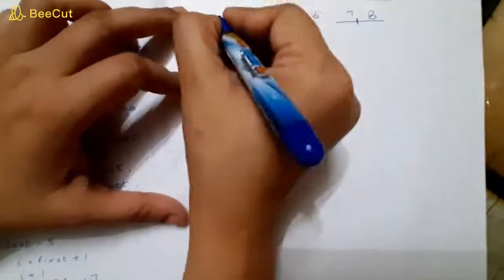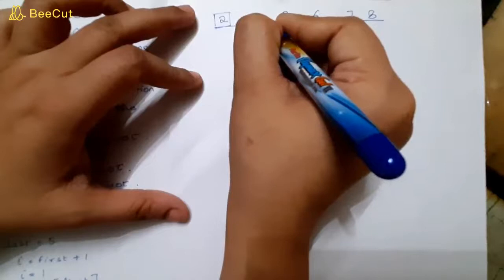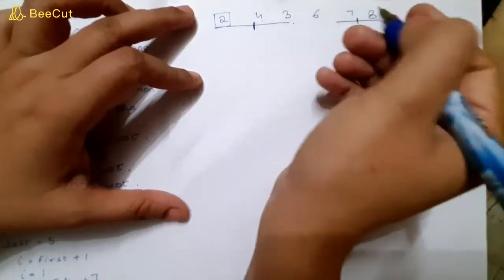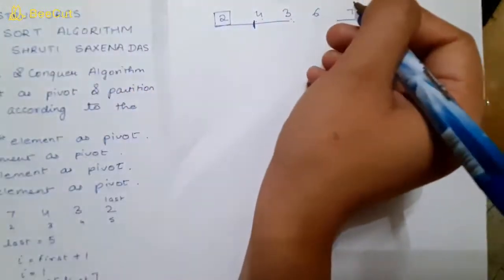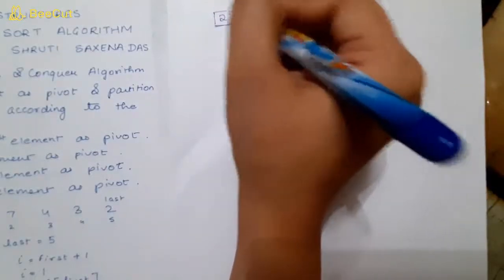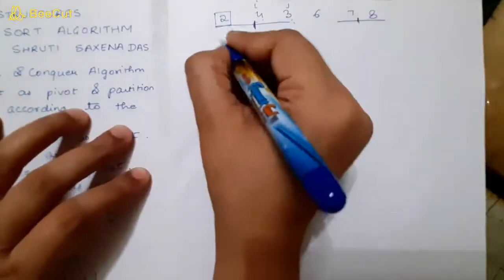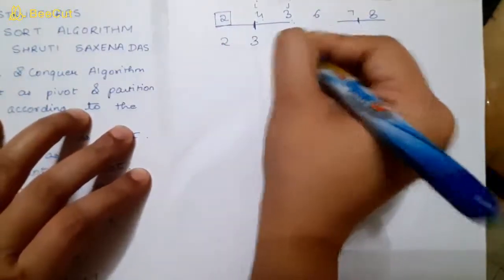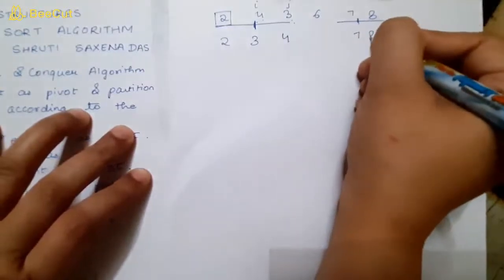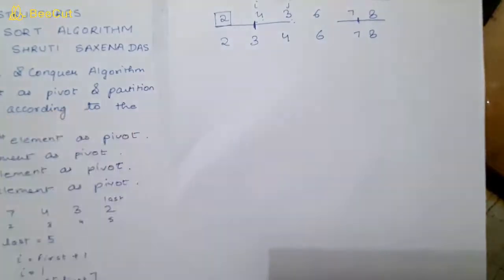So again we'll consider this as the array 2, 4, 6, 2, 4, 3. 2 will become the pivot element, and these will be 4 and 3. Again you have to do the same thing. You have to take i, you have to take j, you have to take first, last. Okay, so finally when you sort it, you'll get the answer as 2, 3, 4 and this will be 7, 8 only. So when you combine the whole result, you'll get the sorted array.